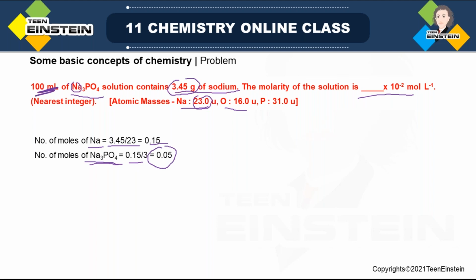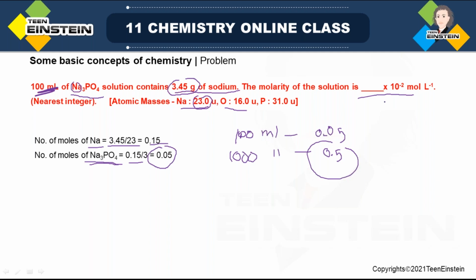Now this is present in 100 ml. So we can now say that 100 ml solution contains 0.05 moles of sodium phosphate, but we need the number of moles of sodium phosphate present in 1000 ml or 1 liter. So it will be 10 times more. That means now it is 0.5. Just simply multiply 10 with 0.05. So this is the number of moles now present.